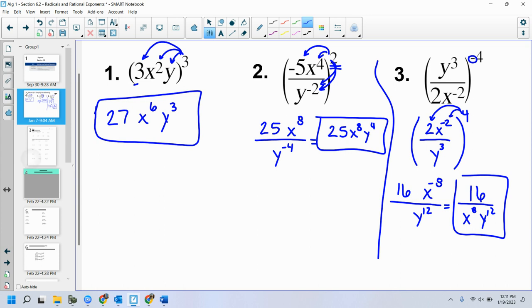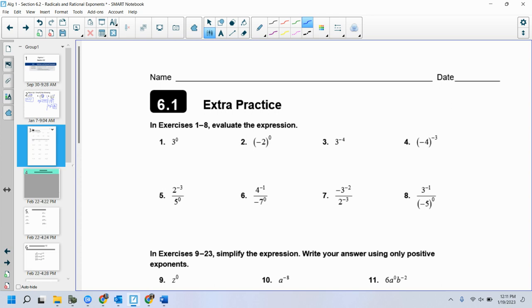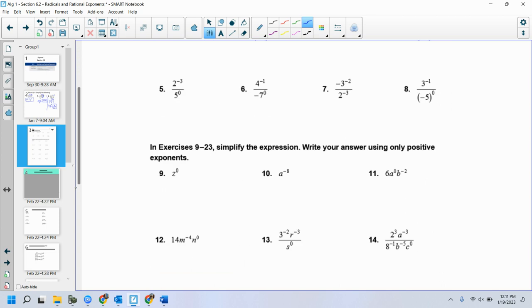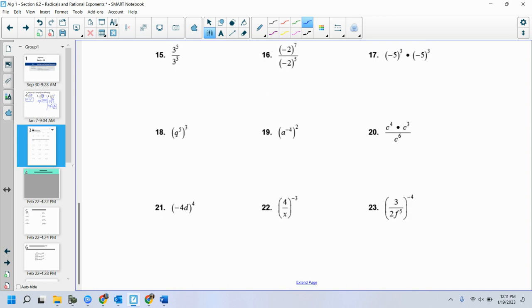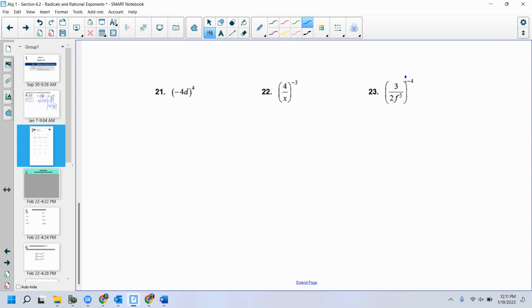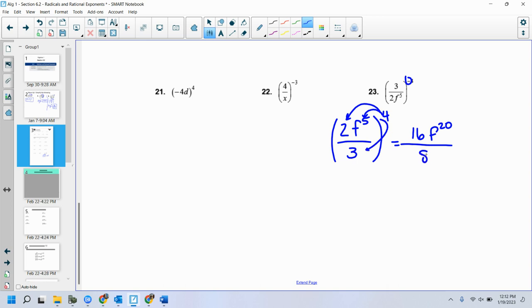Okay, let's go over some homework questions. What do you want to see? Hey, number 23. All right, so this negative exponent flips the fraction, right? So that's going to become 2f to the 5th over 3, all raised to the positive 4th now. Change the question. And now we distribute the 4. So that's a 16, f to the 20. 3 to the 4th is 81. And there's my answer.